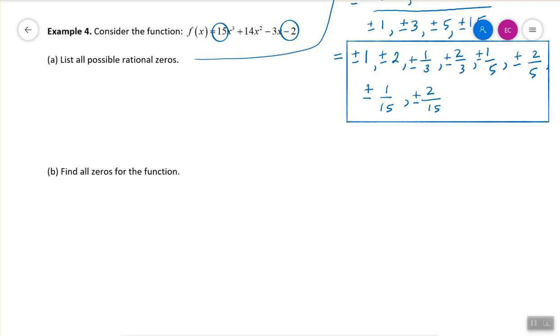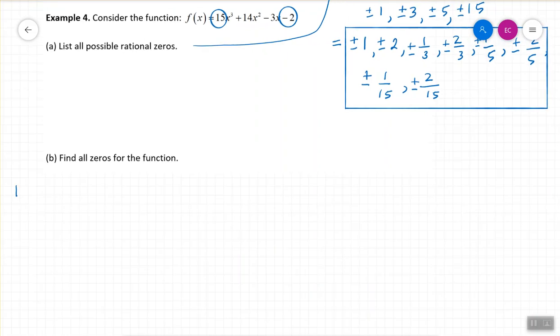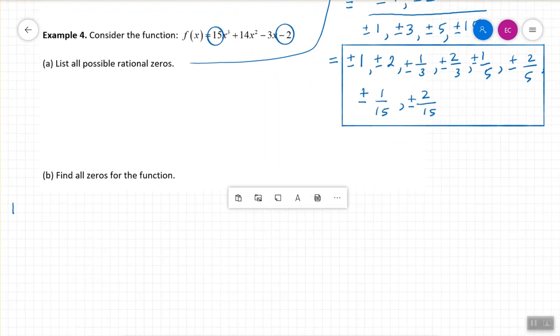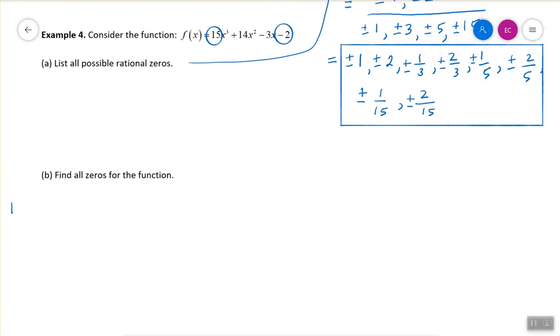So let's see here. I guess we could start anywhere in this list. Probably the best place to start would be with 1 or -1, and then 2 or -2. And then we'll get into these fractions if we have to. But we haven't even done any synthetic division with fractions before. We could, but hopefully it won't even be necessary for the problem. So let's try k equals 1.